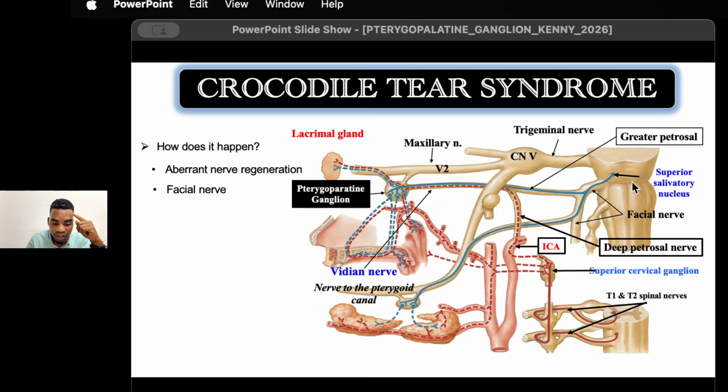Listen, you have an injury to the facial nerve, and remember, let me take you back. Remember, the facial nerve is supplying the sublingual and the submandibular gland through the chorda tympani. Remember? Yes. And then the same facial nerve also supplies, through the greater petrosal nerve, the pterygopalatine ganglion. The pterygopalatine ganglion is supplying the lacrimal gland. Okay. So we have the salivatory pathway and the lacrimal pathway.